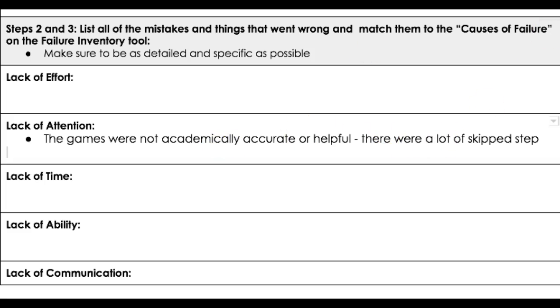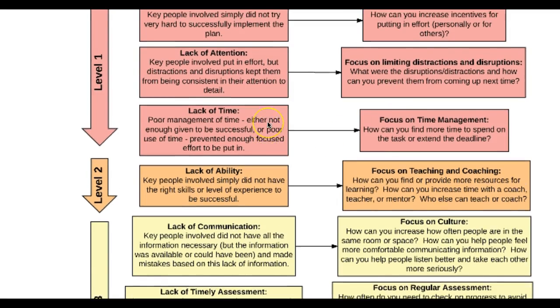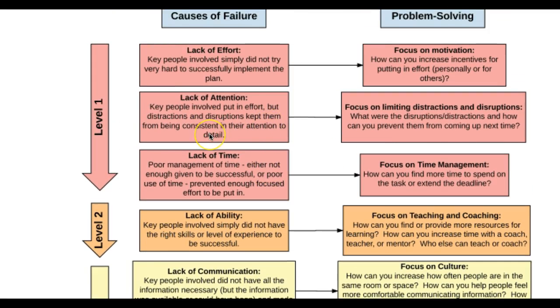There are a lot of skip steps from what I wrote down to what happened, so that was not attention to detail. It could have been because people were being disrupted or distracted. It could have been a communication issue, right? So to find out, I'd have to ask questions and ask them, okay, what was going on? Did you do this on purpose or not? Before I jumped over here to the problem-solving step and answer these questions.